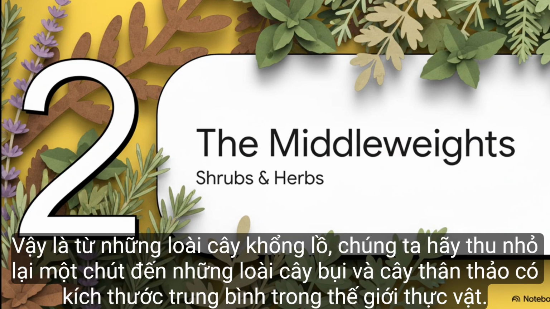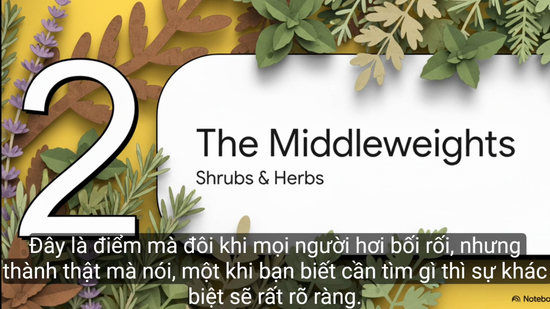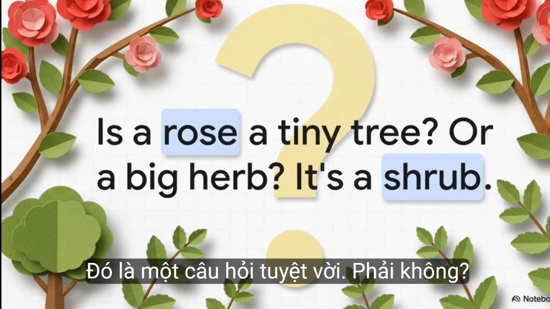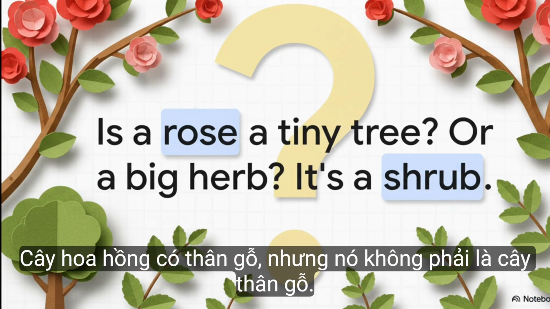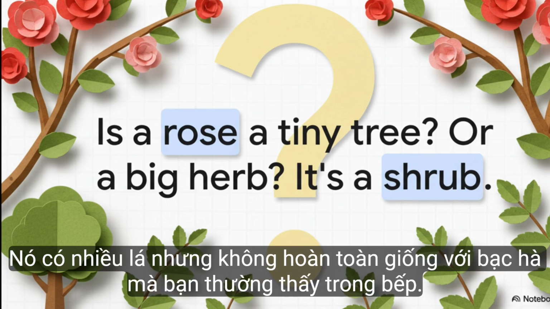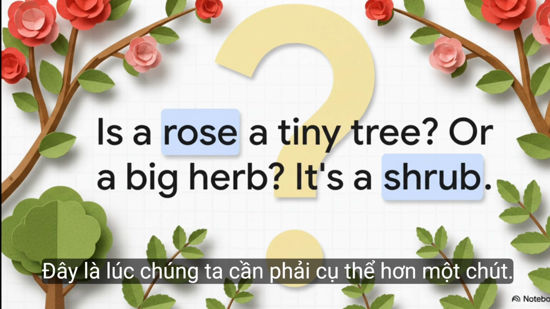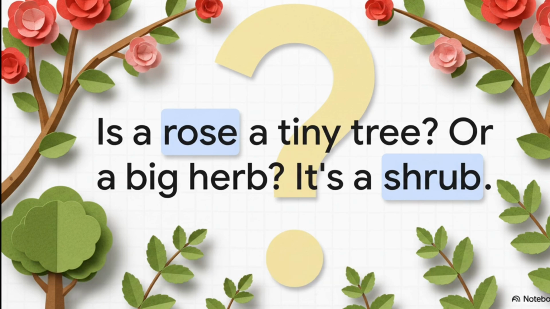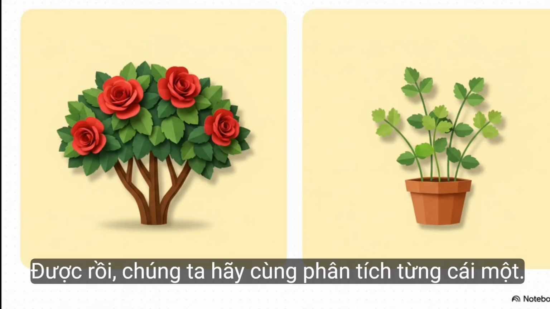Okay, so from the giants, let's scale it down a bit to what I'm calling the middleweights of the plant world. Shrubs and herbs. Now, this is where people sometimes get a little confused, but honestly, once you know what to look for, the differences are super clear. It's a great question, isn't it? A rose bush has a woody-ish stem, but it's not a tree. It's leafy, but it's not quite like the mint you'd find in your kitchen. This is where we need to get just a little more specific. Okay, let's break it down side by side.